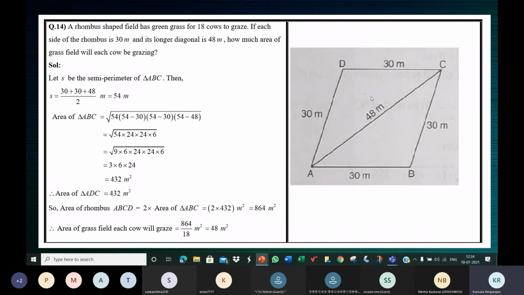30 will be the hypotenuse. Then you'll have 24 for the other side. And you have to find, if you're taking this triangle, DO. DO square plus 24 square is equal to 30 square, and that will give you DO is equal to 18. Double DO to find BD, 36. And half into 48 into 36 will give us the area of the rhombus.